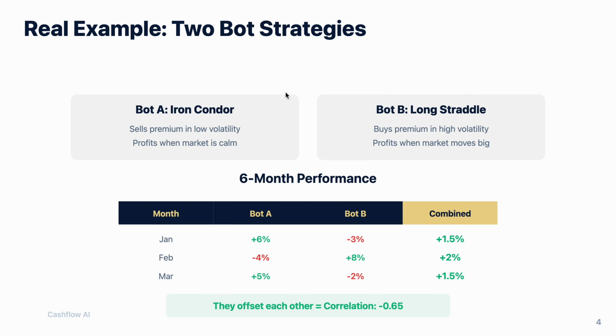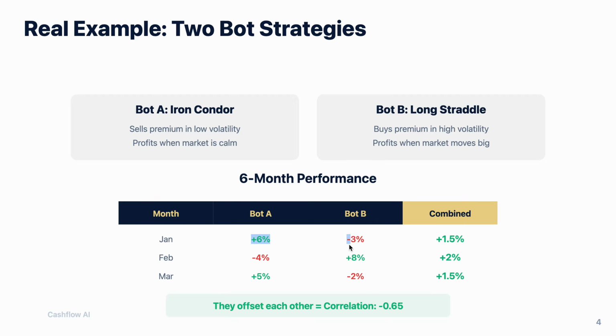Now, real examples. You can look at this as two different bot strategies. Let's say, for example, we have an iron condor strategy. Iron condors make a lot of money in low volatility because they sell premium, and they profit when the market is relatively calm. Now, the other bot would be a long straddle. This one's the opposite, right? This one buys premium in high volatility. This one profits when the market makes a really big move. And so naturally, they're going to offset each other. When bot A does really good, bot B isn't going to do as good.